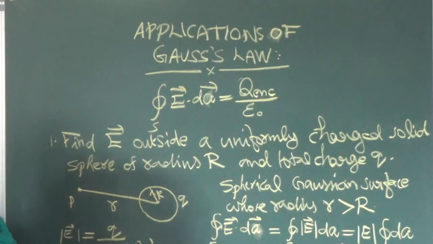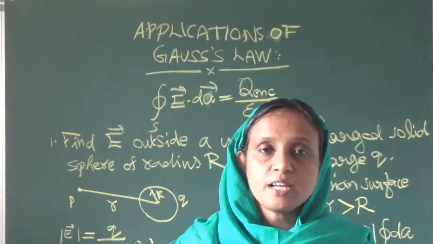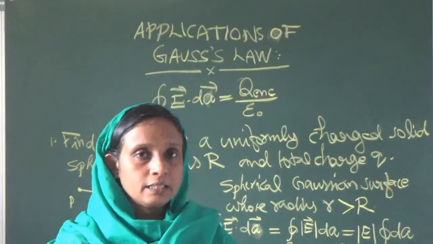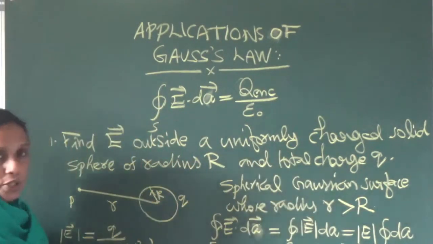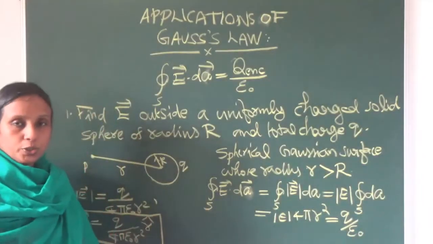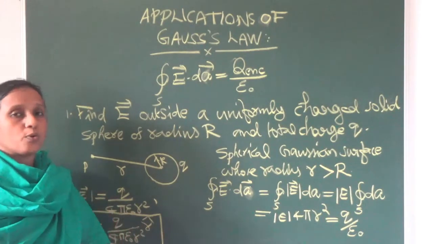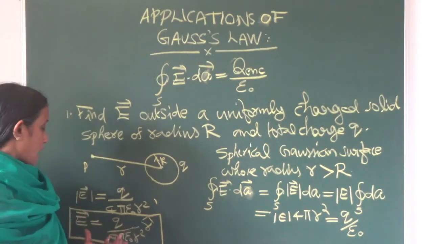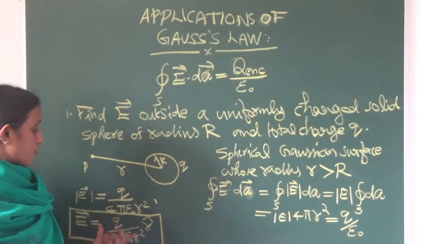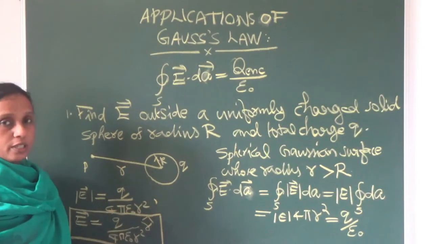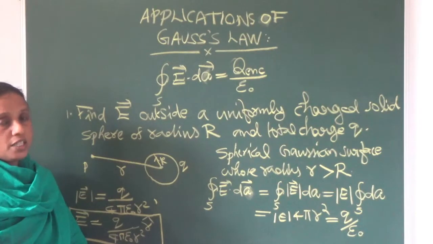So without any integration, we can find out the electric field outside a uniformly charged solid sphere using Gauss's law. The electric field outside a uniformly charged solid sphere appears just like the electric field due to a point charge. This electric field gets reduced by 1 by r square as the point moves away from the uniformly charged sphere.